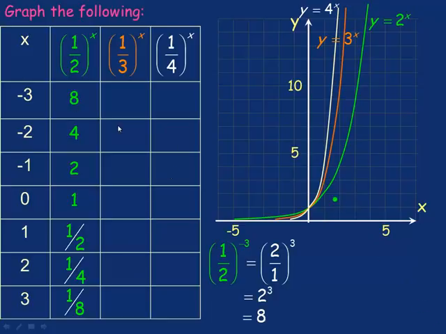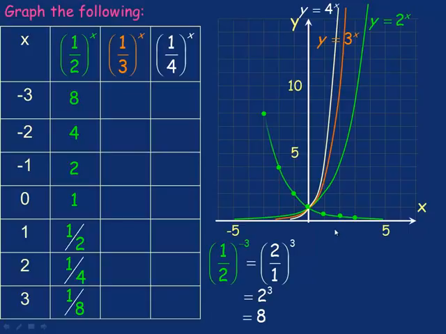And so if we plot all these points, -3, 8, so left 3 and up to 8. -2, 4 would be right here. -1, 2 would be right there. 0, 1. 1, 1/2 would be here. 2, 1/4 would be down here. And then there's 3, 1/8.